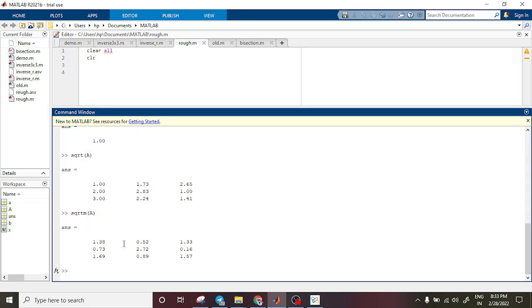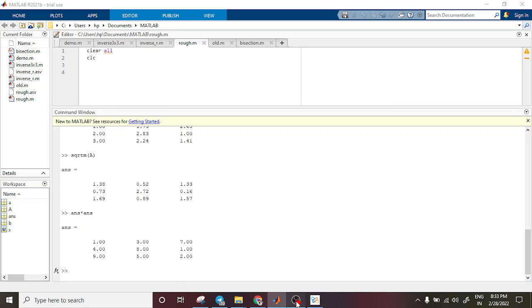How can you cross-check? Just do the square of that answer: write answer into answer, and you are getting the same A. For example, answer multiplied by answer, now you can see you get the same answer. This will be equal to A. Okay, so I'm ending here.